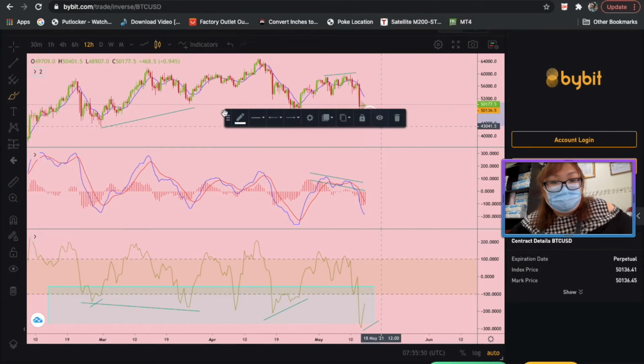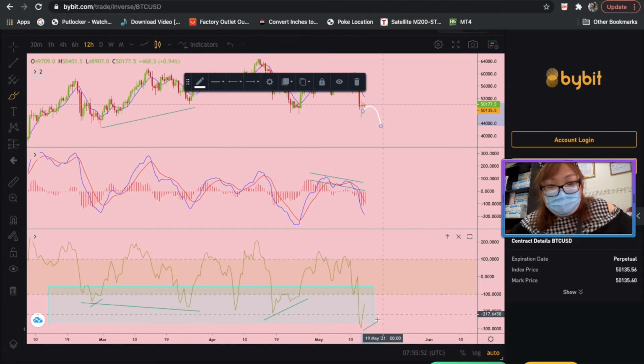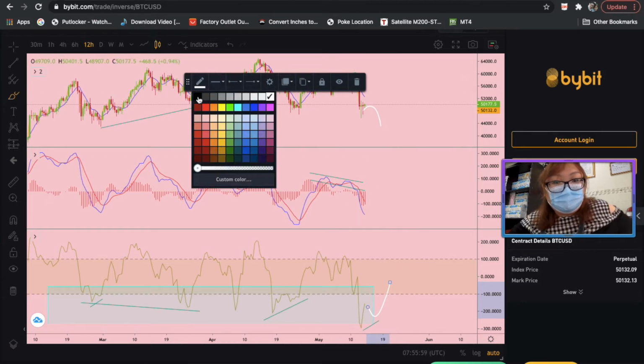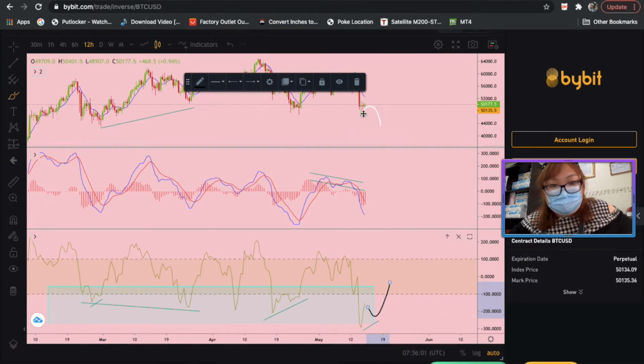make a new low, right? And this is going to come down here, and it looks like it's going to make a divergence here and then make a divergence here. Okay, so that's what I'm expecting on the CCI.